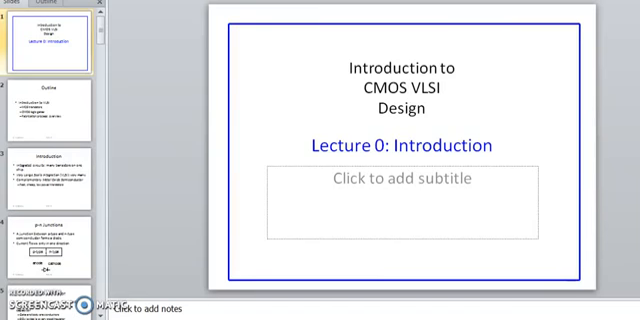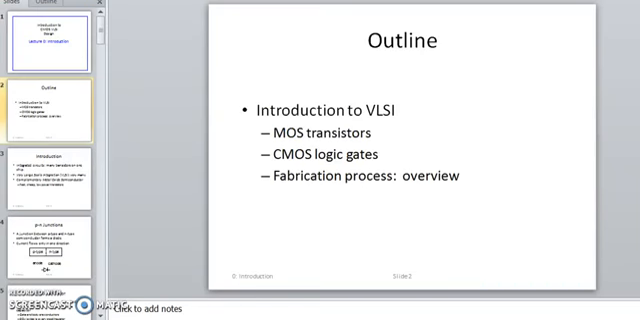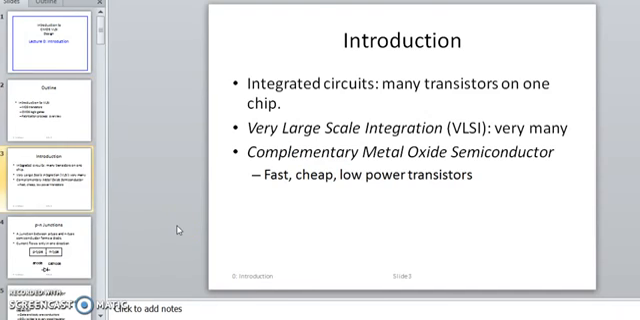Introduction to CMOS VLSI design. The outline of the subject is Introduction to VLSI. First is the MOS transistor, then CMOS logic gates, the fabrication process, and an overview of the fabrication process.